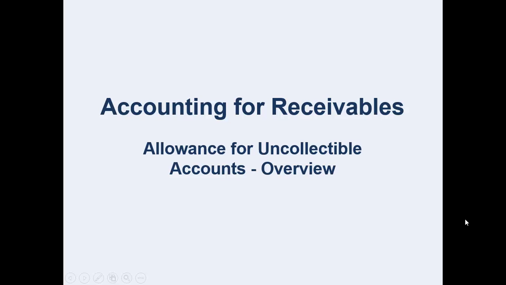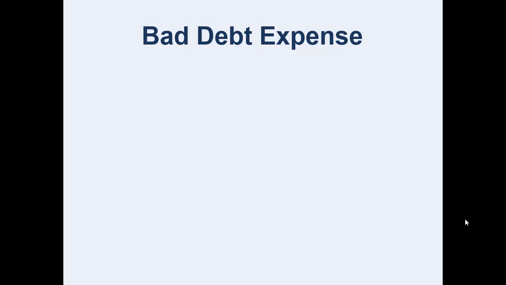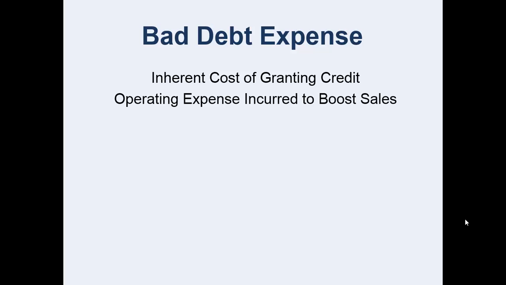We're going to go over the accounting for receivables, the allowance for uncollectible accounts, an overview of the different methods available to accountants to handle bad debt when their customers are not paying them. So bad debt expense, what is it? It's the inherent cost of granting credit. It's considered an operating expense, or it's handled as an operating expense incurred to boost sales.